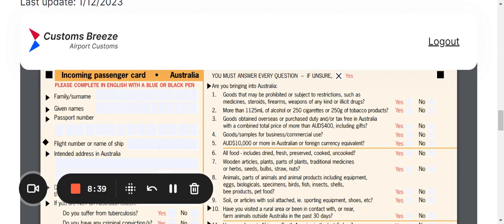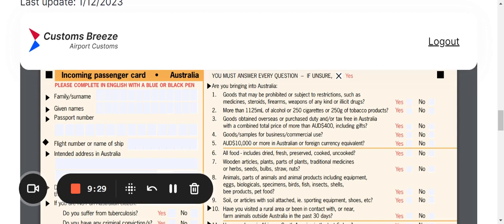Okay. Next one, it's about food. So dried, fresh, preserved, cooked, uncooked, yes or no, if you have it or if you don't. The next one is about, sometimes people bring in, they see a flower, they see a seed, they may want to plant some kind of seed when they get home, or something that they picked up in a forest or whatever, or in a store. What Australia wants you to do is they want you to declare it. They want to know if you have these kind of things. So make sure you do that. So number 7, wooden articles, plants, parts of plants, traditional medicines or herbs, seeds, bulbs, straw, or nuts. Declare it if you have it.